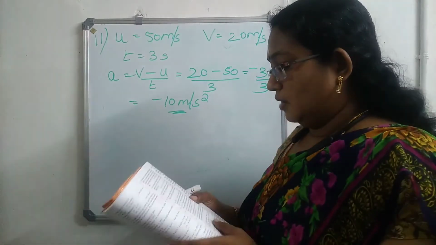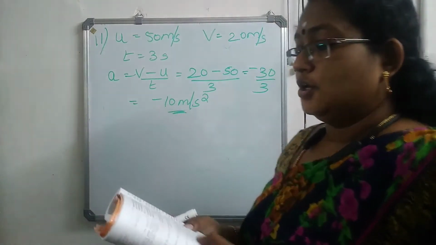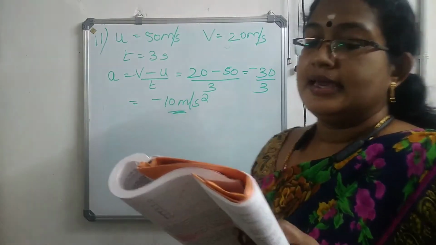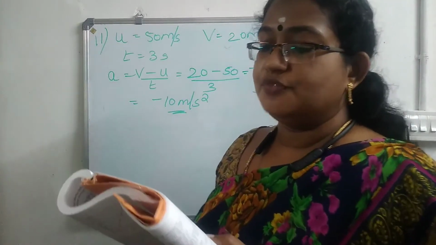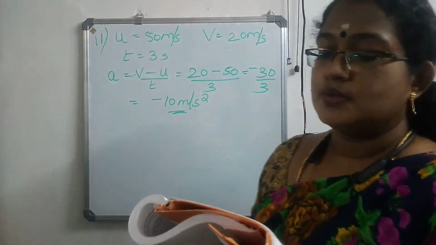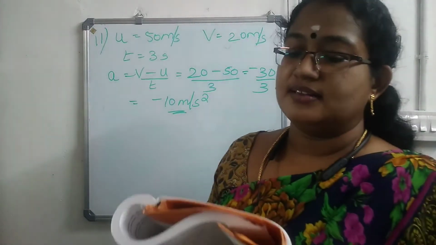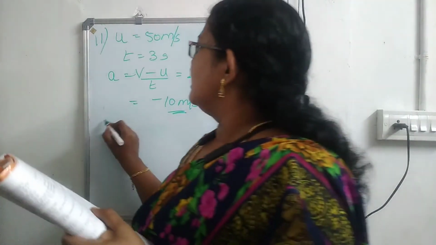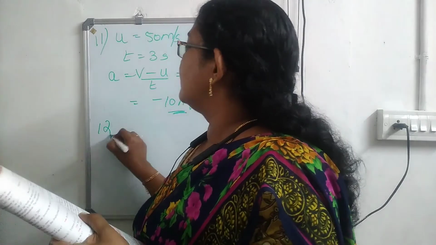Okay. Now, next question. Question number 12. A toy car initially moving with a uniform velocity of 18 km per hour comes to a stop in 2 seconds. Find the retardation of the car in SI units. Here directly they have asked for the retardation.